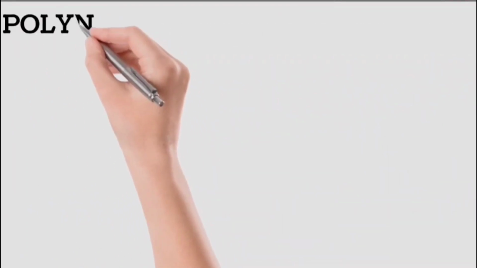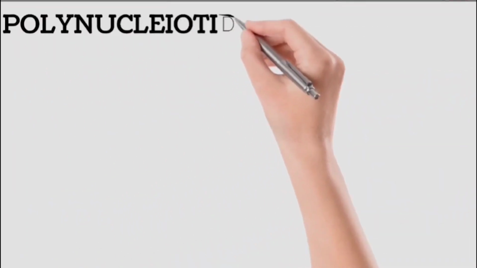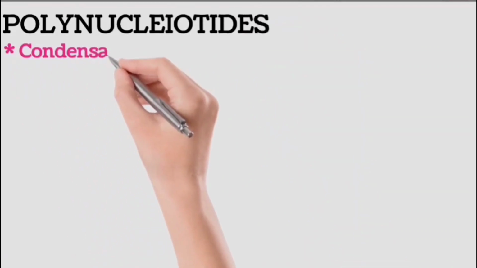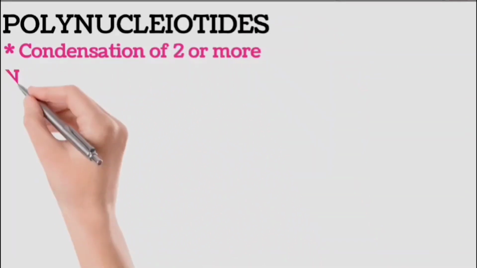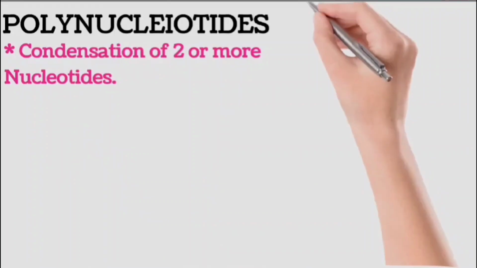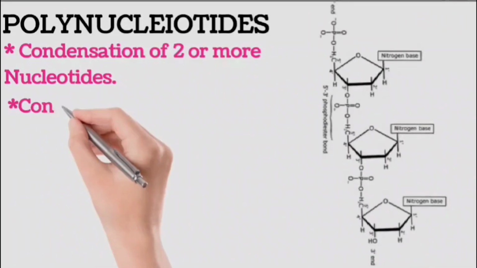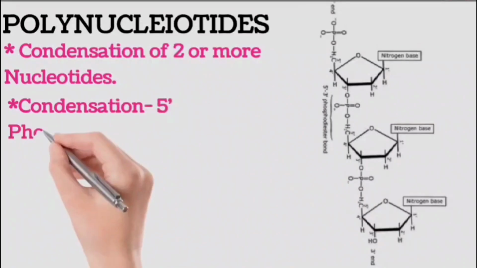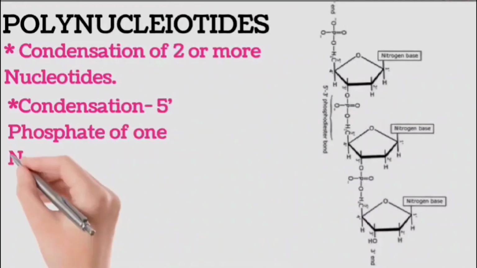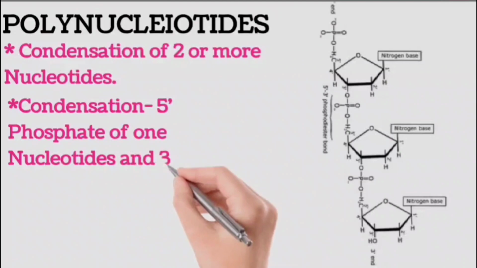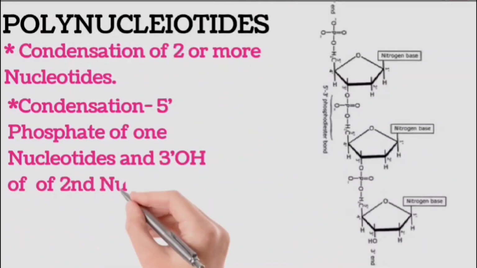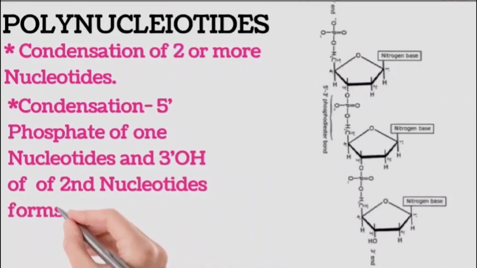Now polynucleotide. If more nucleotides condense, they form a polynucleotide. Here you can see the phosphodiester bond linking the nucleotides. The bond is formed between the 3' OH of one nucleotide with the 5' phosphate of the other nucleotide.